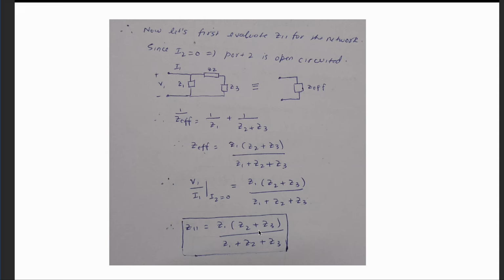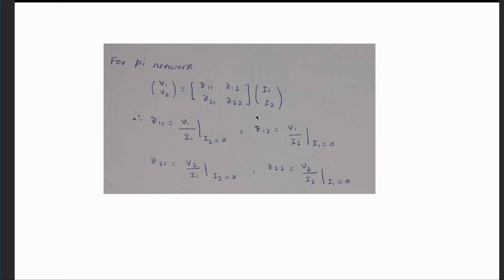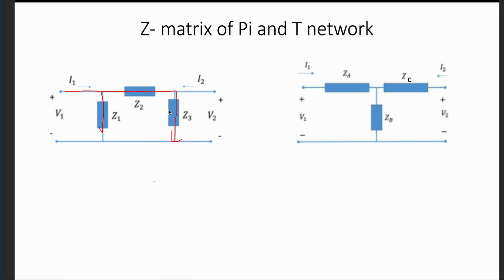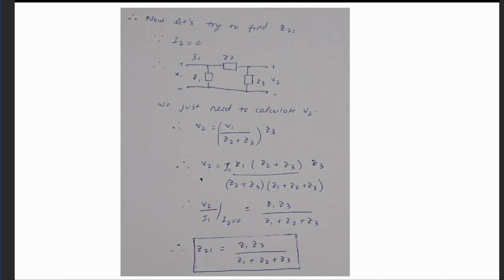So I hope this is clear, it's straightforward. So now let's see how to calculate the Z21. So for Z21, again, your Z21 is V2 upon I1, given that I2 is 0, right? So now, in order to calculate the Z21, what you need is the voltage drop V2 across this Z3, right? If you can calculate the voltage V2 across this Z3 element, and divide it by the current I1 of the first port, you will get the Z21 parameter.